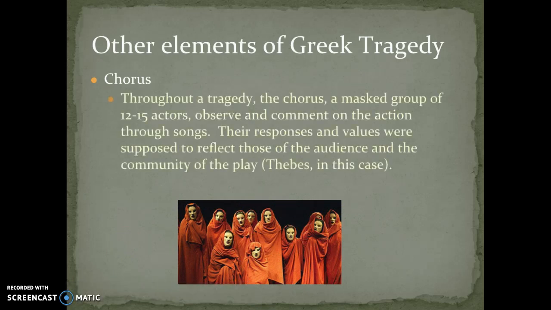So throughout a tragedy, the chorus, which was a masked group of 12 to 15 actors, observe and comment on the action, and they do this through songs that have names like Parotos and Exodos. The way they respond to the action, and the values that they hold, reflected those of the audience, so the Athenians, the Greeks, and the community of the play, and in this case it's Thebes, so the Theban people.